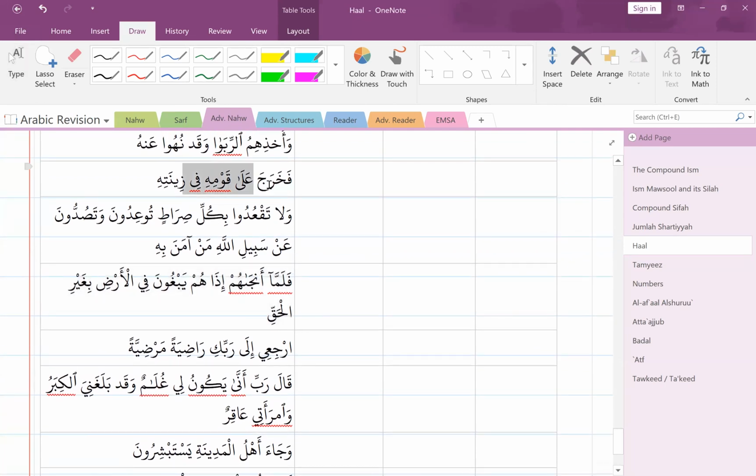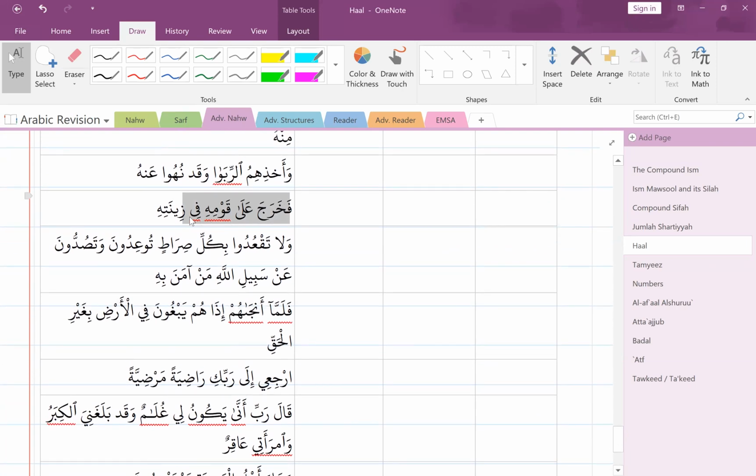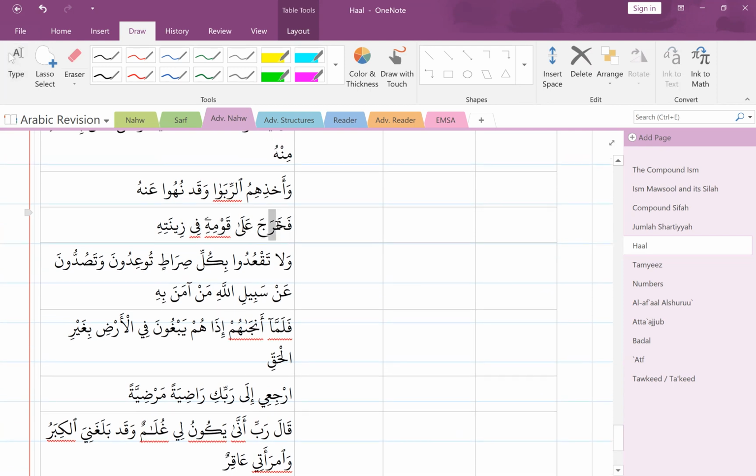Oh, so this is the one I was actually looking for. فخرج. Yeah. So فخرج على قومه في زينته. He left. So خرج is a فعل. Our فاعل is هو, the inside pronoun. على قومه is the متعلق بالفعل to this one. So it's already complete there.